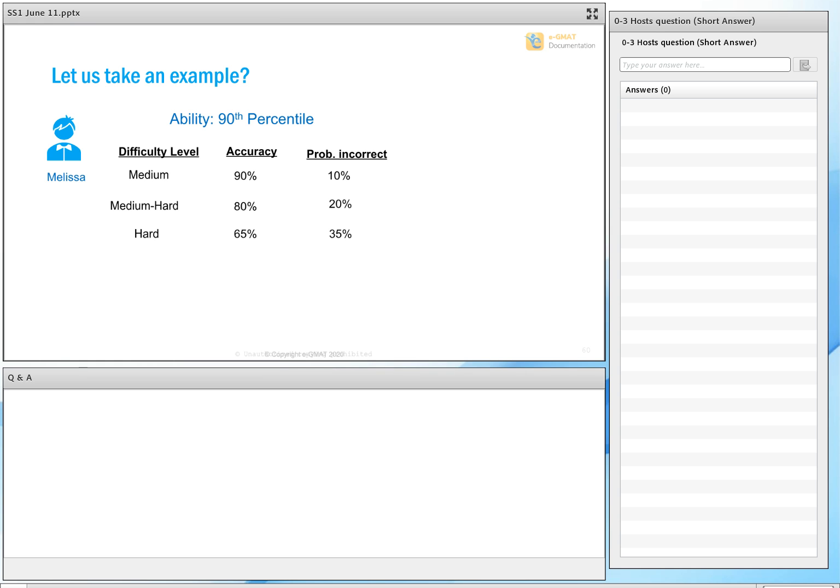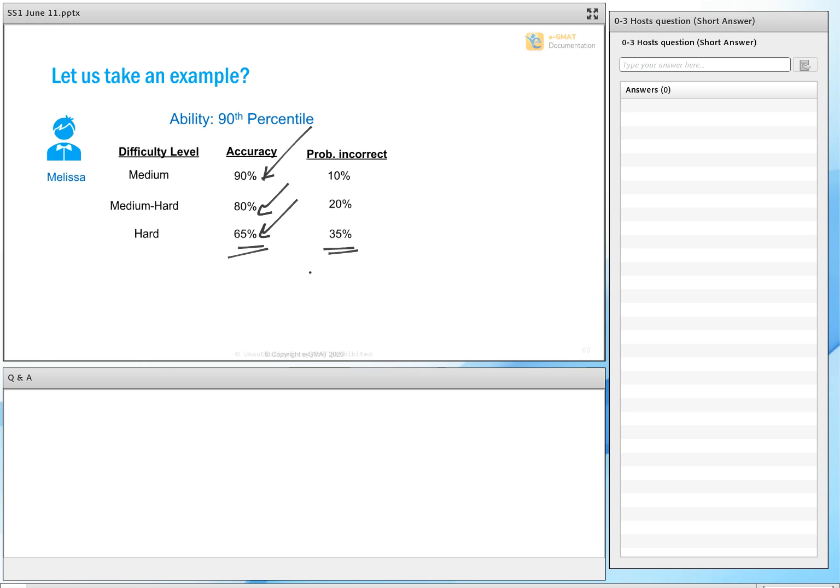Here is the makeup of a 90th percentile guy. A 90th percentile guy will solve 90% of medium questions correctly, 80% of medium-hard questions correctly, but 65% of hard questions correctly, which means if you're getting a hard question, there's a 35% chance, or 1 in 3 chance, that you're going to get it wrong. That's what a 90th percentile guy is. He doesn't get all questions wrong. And that's how the test more or less makes a judgment about you.